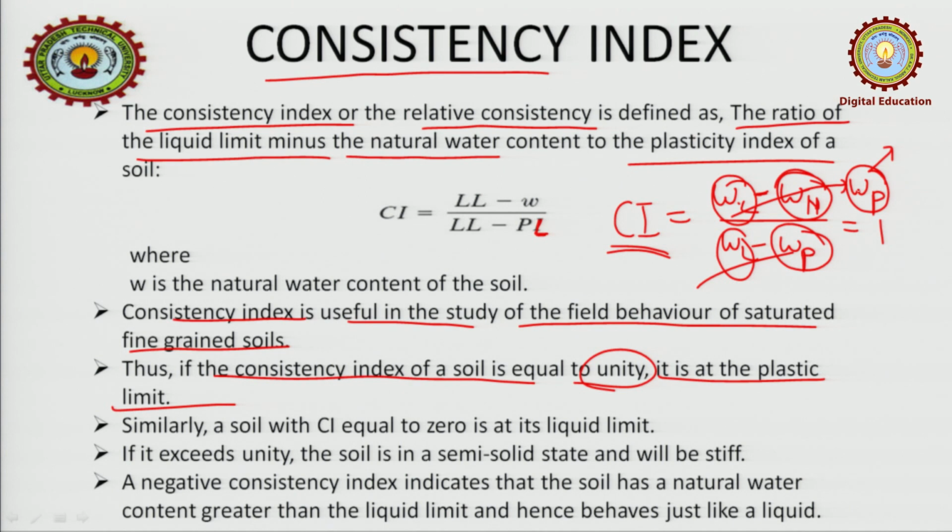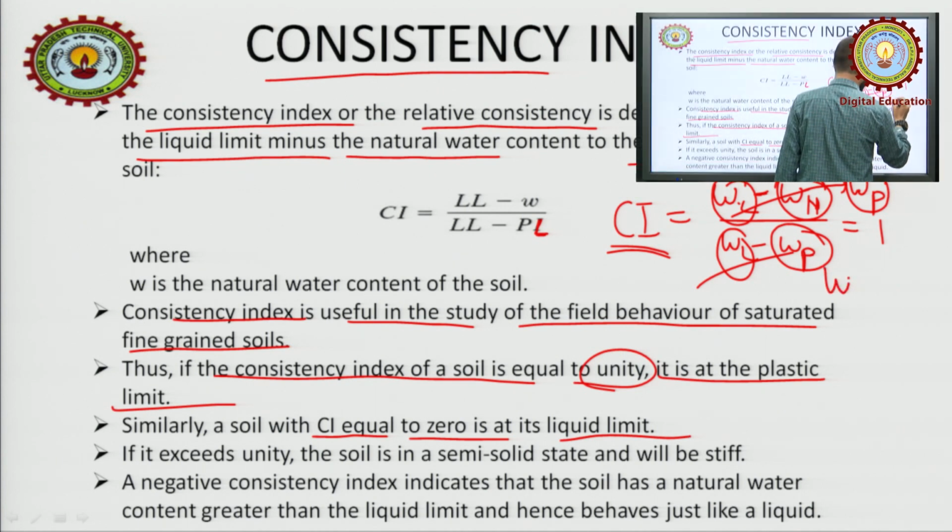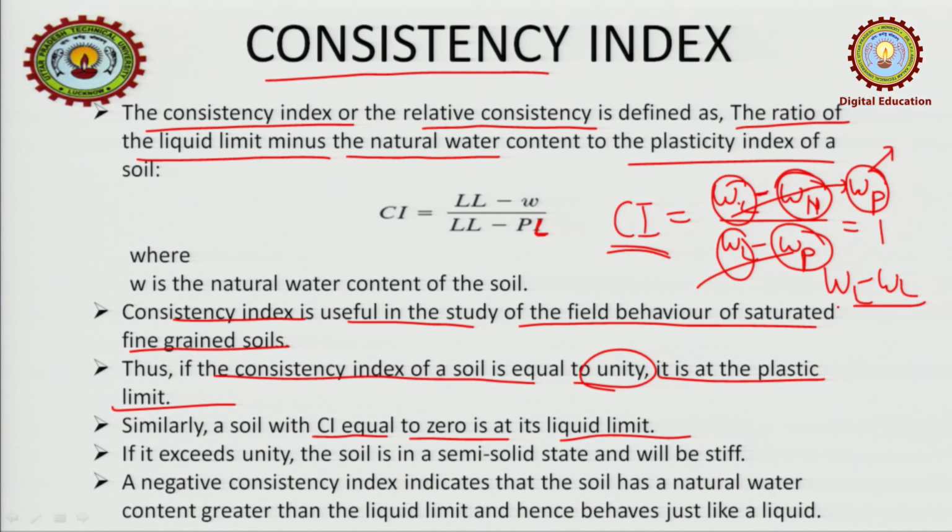Then a soil with Ci equal to 0 is at liquid limit. Why at liquid limit? Because when it will be 0, it is (WL minus WL) upon Ip. This is the formula. They get 0 when they are equal. They are equal means the soil at its natural condition is at liquid limit, means it is flowing like liquid, or it is in liquid state.